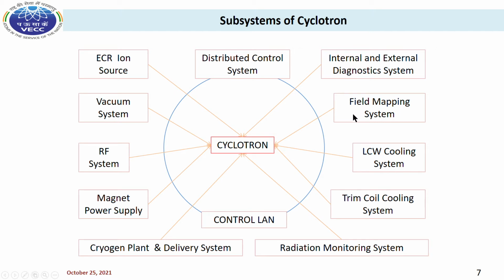Each of these systems is controlled by a distributed control system, and with the help of a SCADA, this is supervisory control and data acquisition system, we view the various parameters of different systems at the central console.